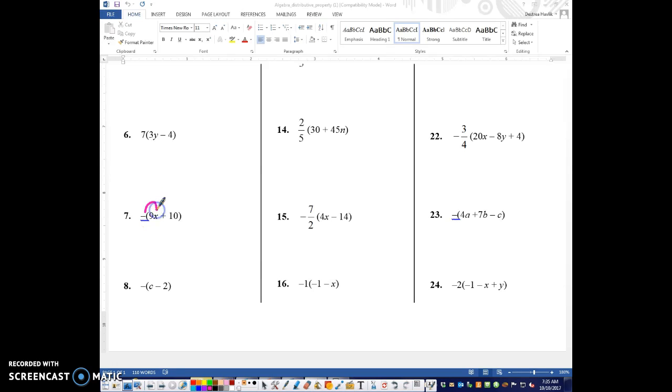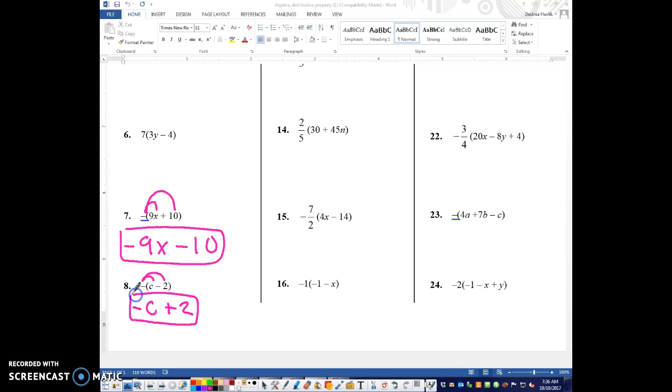So what would be negative 1 times 9x? Negative 9x. Very good. So what would be negative 1 times 10? Negative 10. Okay? So if you notice here, when a negative sign is in front, it just changes the sign of both terms. Okay? So right here, what's that negative times c? What's that going to do? Negative c. What about negative times negative 2? Positive 2. Very good. Okay, so if you're ever unsure, just pretend like this negative is a negative 1.